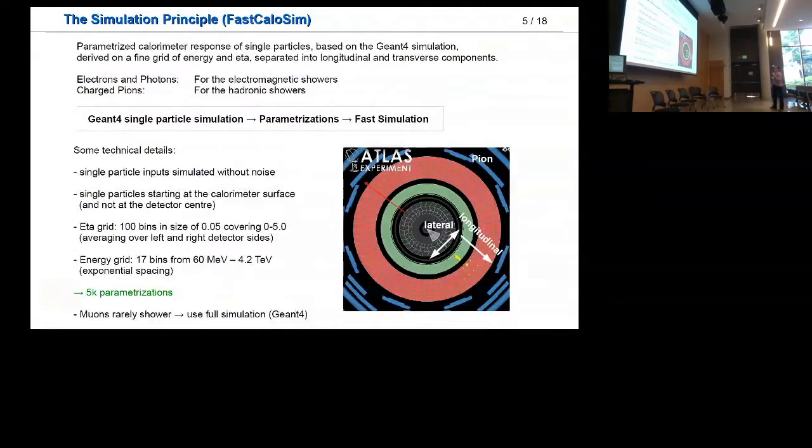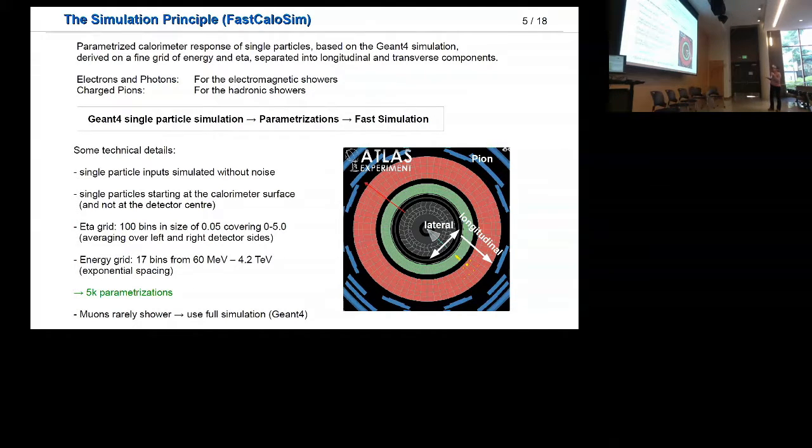Talking about the simulation principle, it's a bit low-tech in comparison to the previous talk. It's based on a parameterized calorimeter response to single particles. We have electrons and photons for the EM showers, and pions for the hadronic showers. Our inputs come from Geant4, and then we look at the showers. We are separating into the lateral and the longitudinal shower development. So we derive this parameterization, and then we run our fast simulation techniques on them.